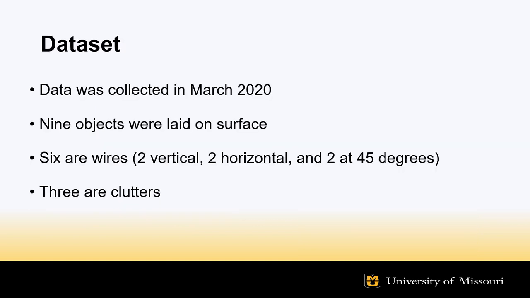For our study, we used a step frequency GPR in copol configuration. It had a bandwidth of 6 GHz, and we used a spiral antenna on the GPR. Our dataset contained 9 total objects lying on the surface. Of these 9 objects, the first 6 are straight wires with different orientations and lengths. The last 3 are clusters of objects used as a false alarm case to compare with our wires.